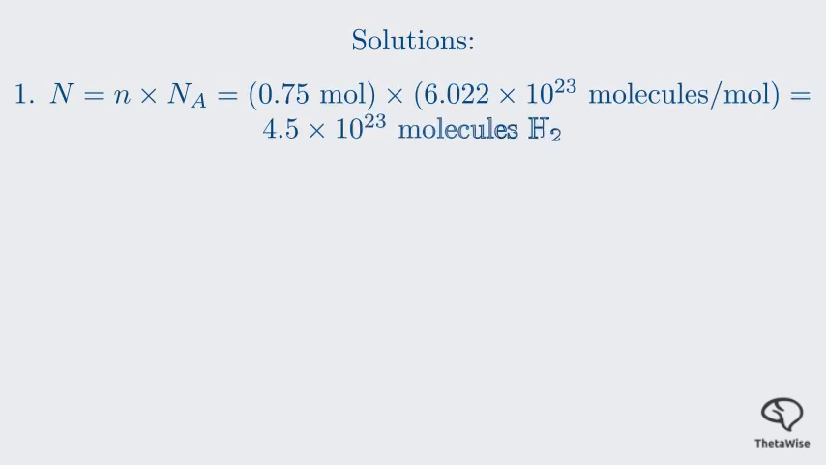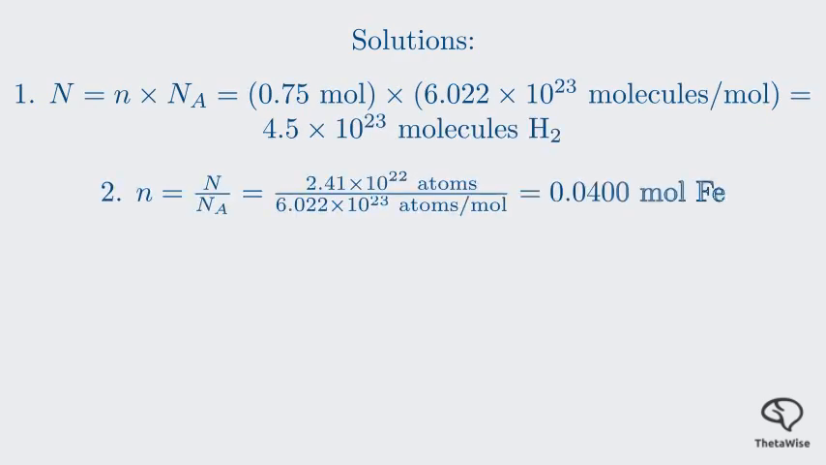All right, let's go over the solutions. For question 1, you should have multiplied the moles by Avogadro's number to get 4.5 times 10 to the 23 molecules of H2. For question 2, you divide the number of atoms by Avogadro's number, which gives you 0.0400 moles of Fe. This might seem like a small number, but it's still a significant amount of material that we can work with in the lab.